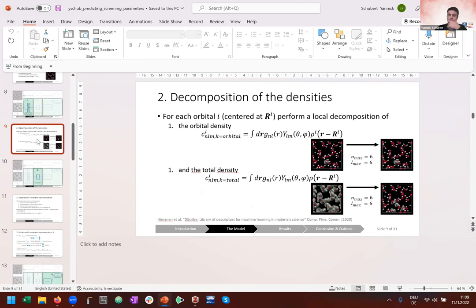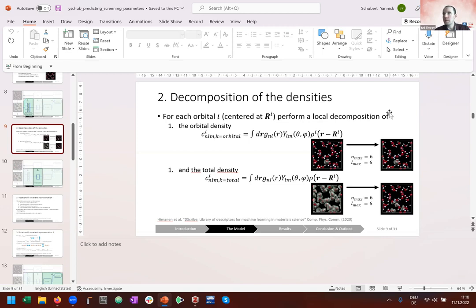I'm not really sure I know what you mean by cluster model. Maybe you can... I'm not very familiar with this expression. Okay, no problem.